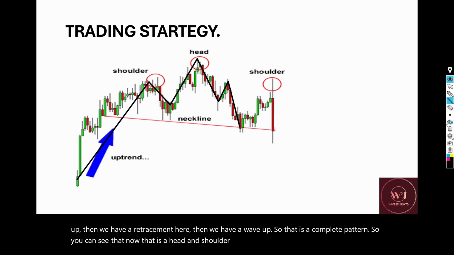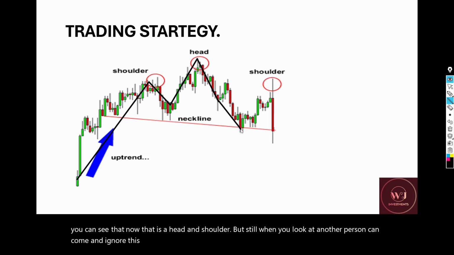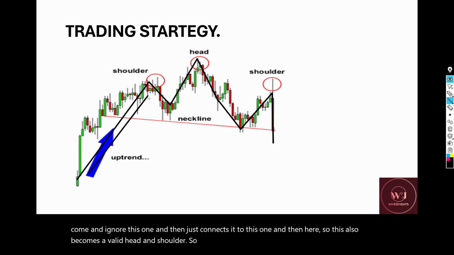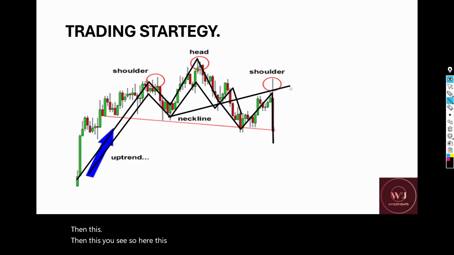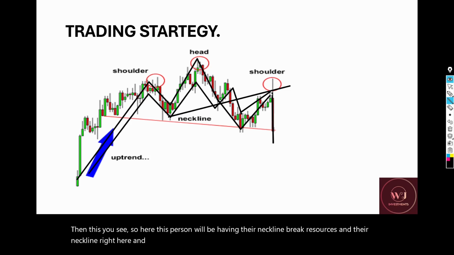But still, another person can come and ignore this one and then just connect it to this one and then here. So this also becomes a valid head and shoulder. So we are having two pieces here. We have one, then this, then this. You see? So here, this person will be having their neckline break. So this is their neckline right here. And now this is a retest. So you're having a short-term trend.